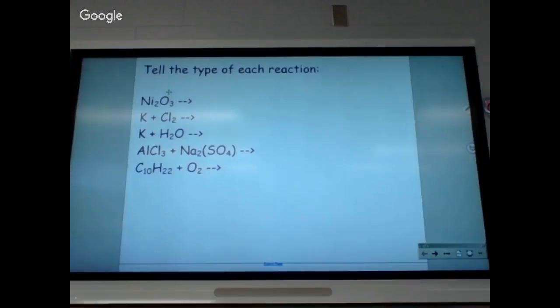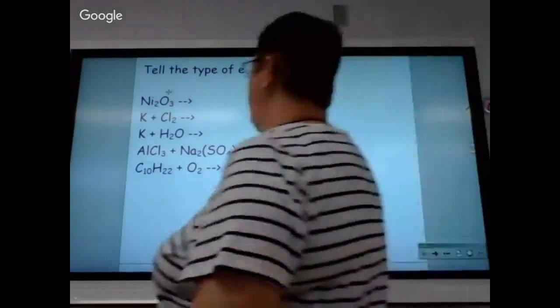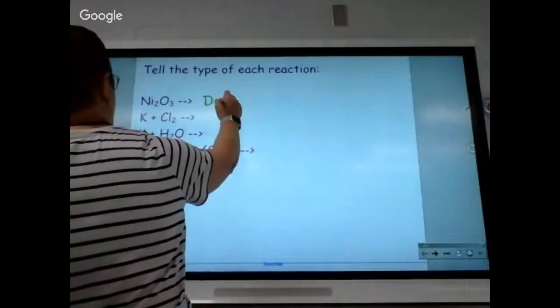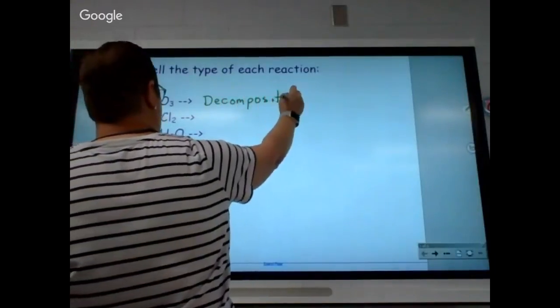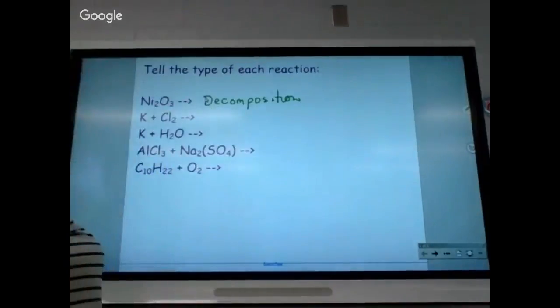All right, so when you look at the first one, what type would you tell me the first one is? All right, how would you know it's decomposition? Why would you pick decomposition for this one? There's no plus sign. Okay, when you look at it, there's no plus sign there.